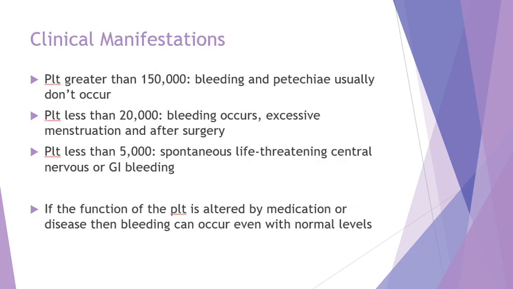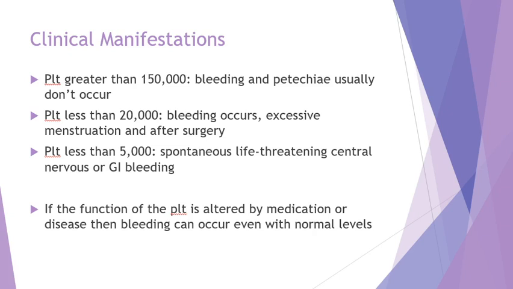Okay, so let's talk about these clinical manifestations. Basically, if the platelet count is greater than 150,000, we really won't have bleeding. We won't see petechiae. That just doesn't occur. And petechiae is just bleeding under the skin. If our platelets are less than 20,000, that's where we're going to have bleeding. We can have heavy periods. We can certainly bleed after surgery because we just don't have many platelets. And under 5,000, we do have spontaneous, life-threatening bleeding, like in the central nervous system, so bleeding in your brain, or GI bleeding, and that is certainly life-threatening and we would need to treat that.